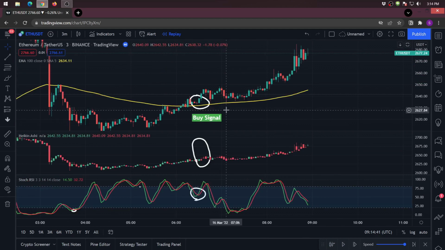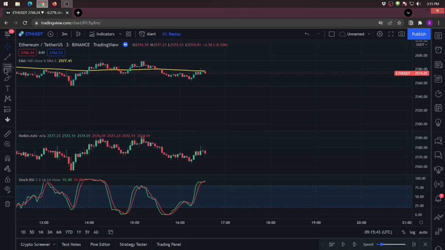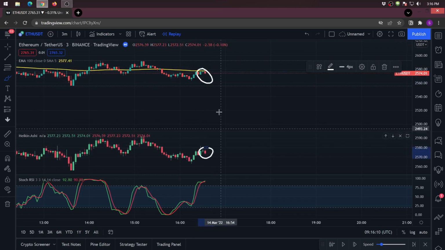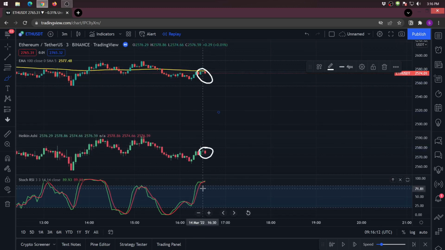So now let's go with a sell signal. In this chart you can see the price is below 100 EMA. Now we just take a short position, and also the Heikin Ashi candle is red. Okay, so the first and second confirmation is done, and you can also see the red line trying to cross the green line. We are just waiting to see what happens.